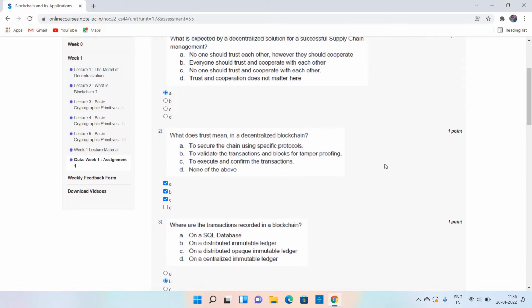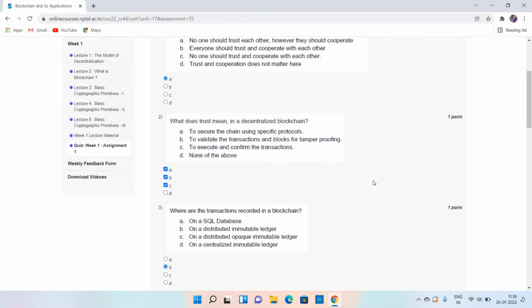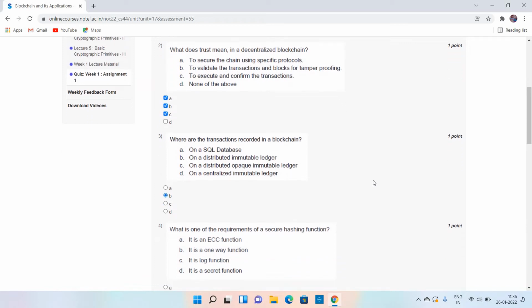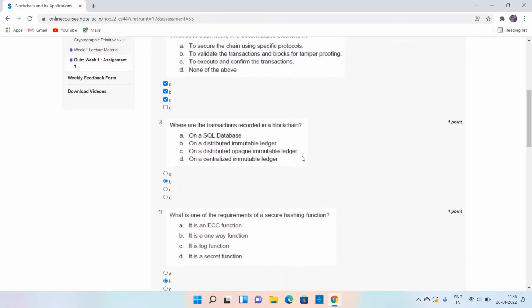Now coming to the second one, what does trust mean in a decentralized blockchain? The above three answers are correct and the last one is invalid, that is none of the above. So the correct answers are to secure the chain using specific protocols, to validate the transactions and blocks for tamper proofing, to execute and confirm the transactions. And now coming to question number three, where are the transactions recorded in the blockchain? The transactions are recorded in the blockchain on a distributed immutable ledger.